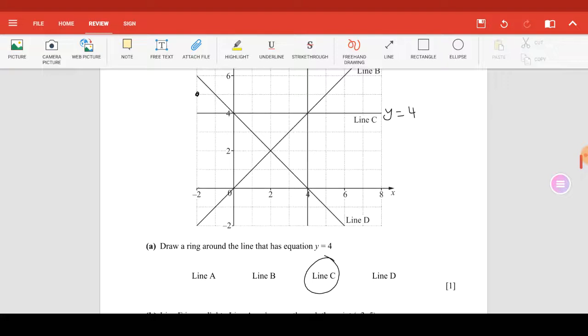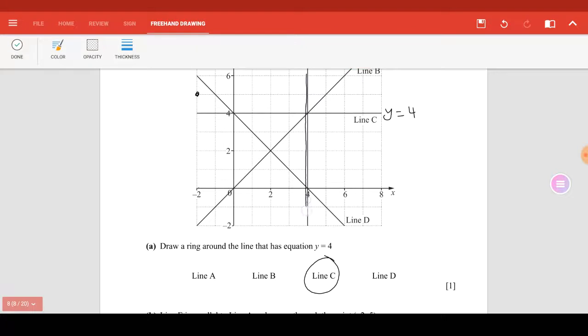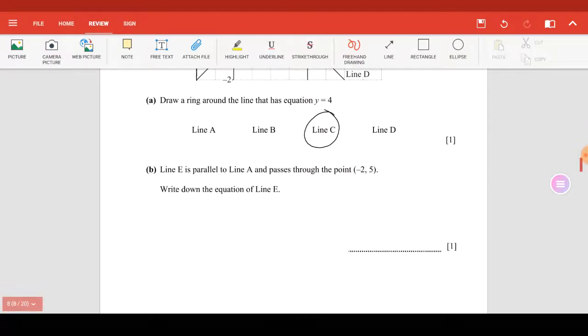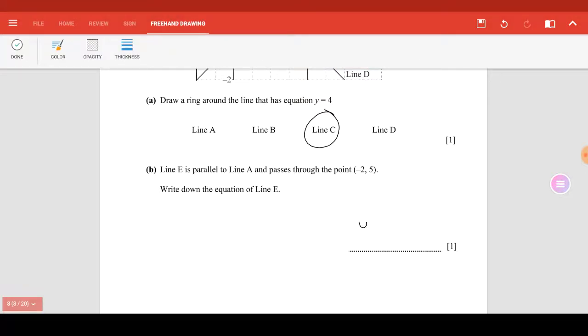Okay, the equation, as you see, will have the same gradient, and the gradient for this line is undefined, and the equation is x equals the x-intercept that you see here, which is 4. And since the line is passing through this point and parallel, it will go up and down from this with this gradient, so it will pass through -2. So the answer will be x equals -2.